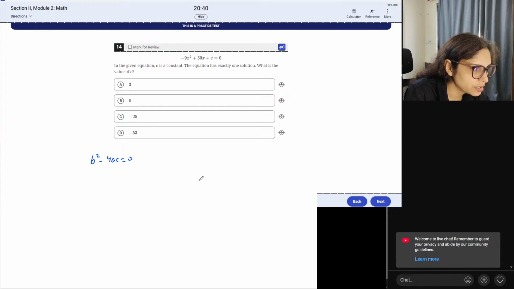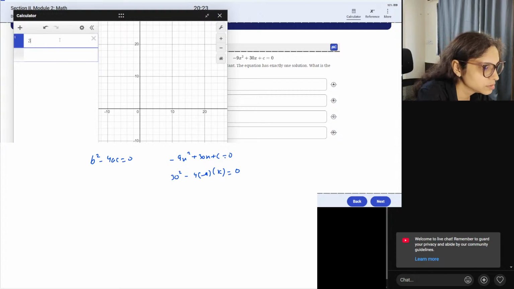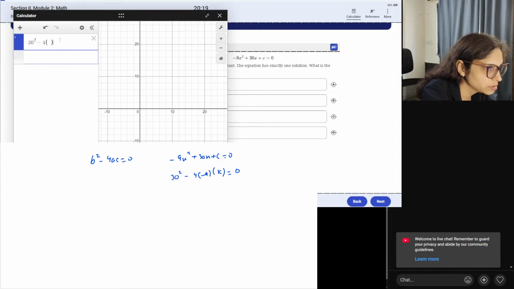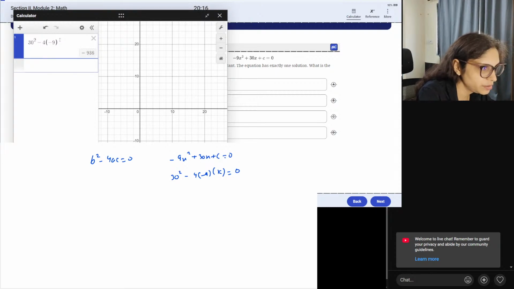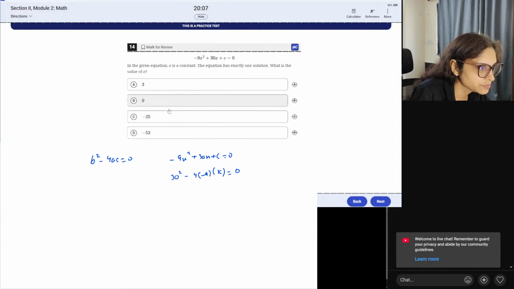The equation is negative 9x squared plus 30x plus c is equal to 0. So 30 squared minus 4 times negative 9 times c should be 0. Instead of c, replace x, and you will get the value. So 30 squared minus 4 times negative 9 times c is equal to 0. Negative 25.